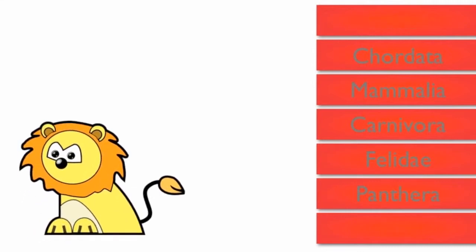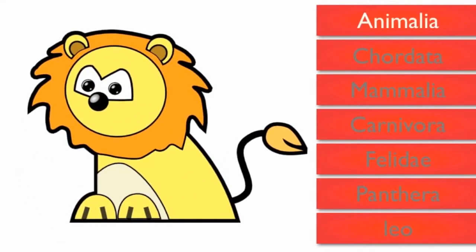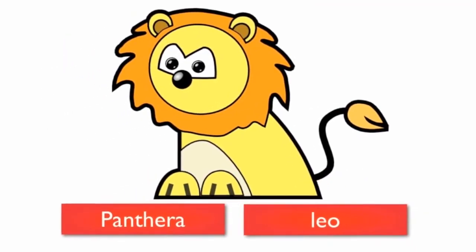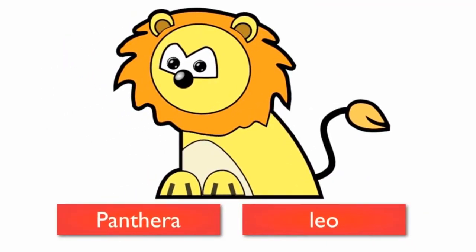So the tiger is removed from this group. So a lion is an animal with a backbone that has hair or fur, eats meat, has retractable claws, can roar, and goes by the name Leo. The lion's scientific name is Panthera leo. Scientific names are an organism's genus followed by its species. So a lion is Panthera leo.